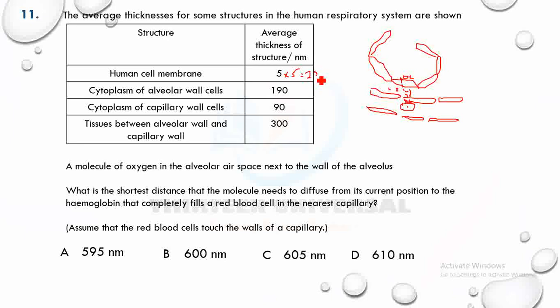So add up everything, guys. This 190 plus 90 gives us 280. Plus 300 gives us 580. Plus 25 will give us 605. That's it, out of everything, because it's going to move.